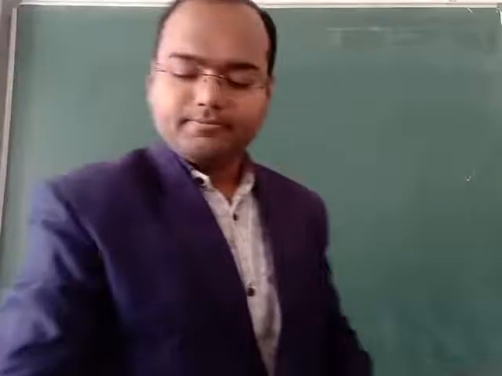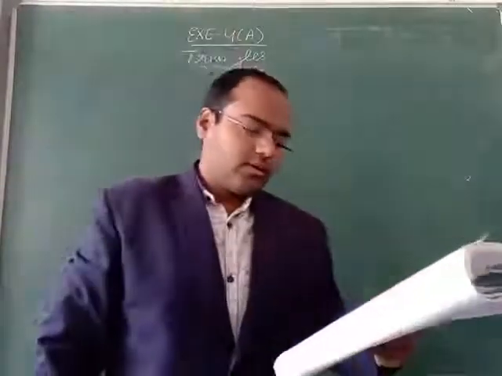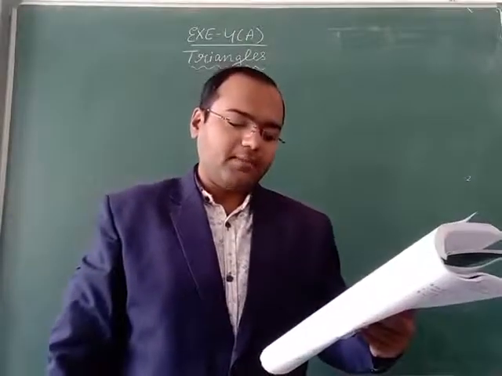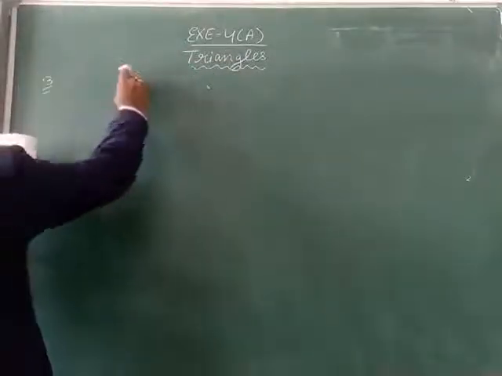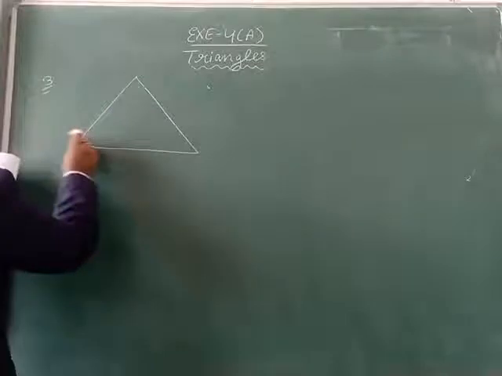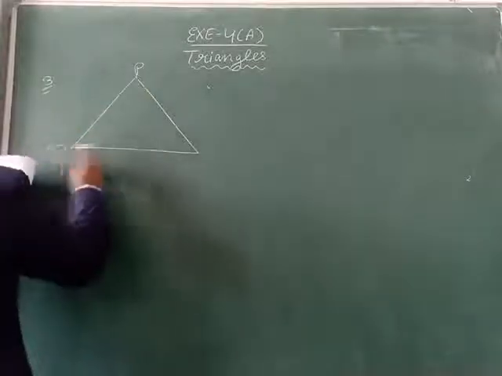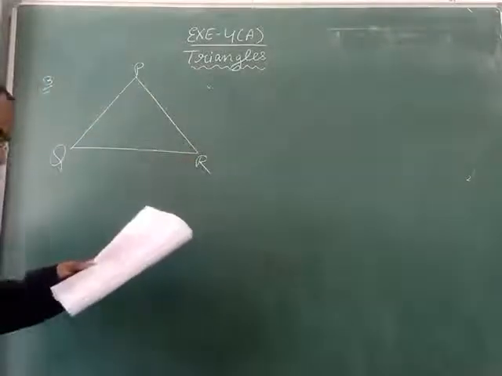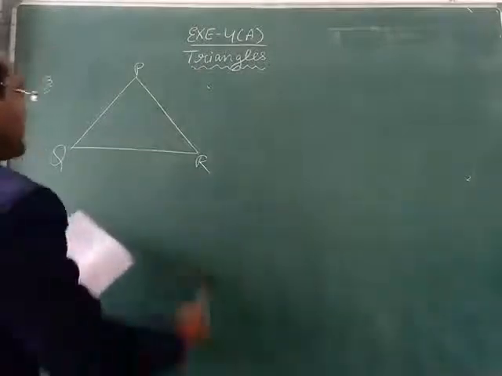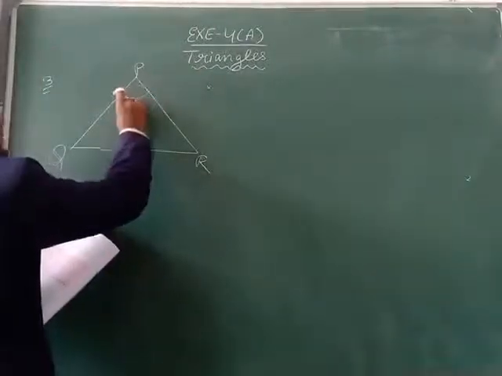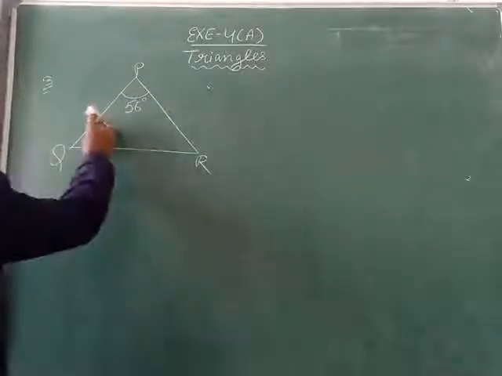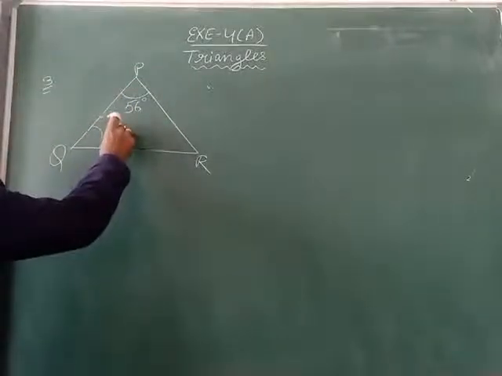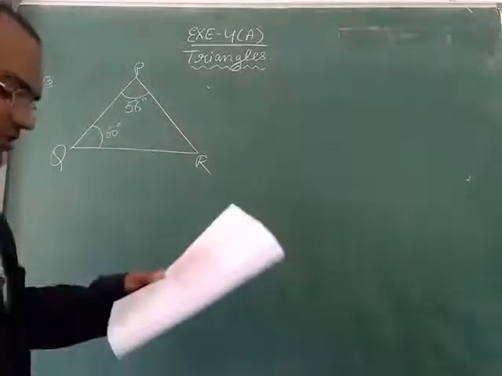Question number 3. In triangle PQR, one triangle is there. The name of the triangle is PQR. Angle P is 56 degrees. This angle P is 56 degrees. Angle Q is 60 degrees. So here on vertex Q we will put angle Q is 60 degrees.